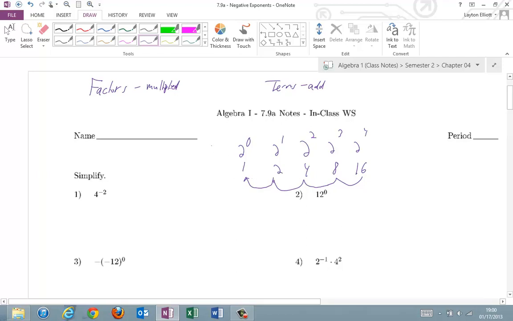We keep going to the left and we establish what 2 to the negative 1 means. 2 to the negative 1 is 1 over 2. 2 to the negative 2 is 1 over 4. 2 to the negative 3 is 1 over 8. And if you look at this pattern, 1/8, 1/4, 1/2, 1, 2, 4, 8, 16, you keep multiplying by 2 to go from the left to the right, and you keep dividing by 2 to go from the right to the left.